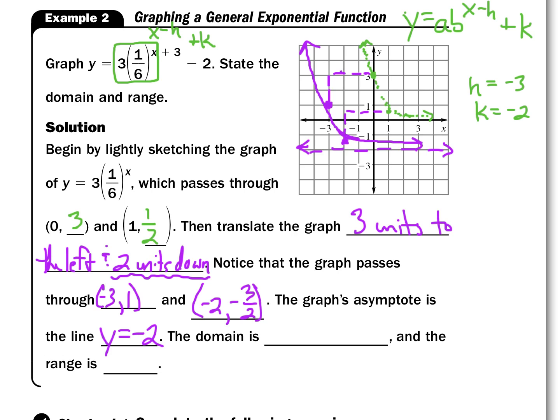The domain, because we can plug in any x value we want, is all real numbers. And the range, all of my y values must be greater than negative 2, because I have this asymptote at negative 2. So my range is y is greater than negative 2. And that's it.